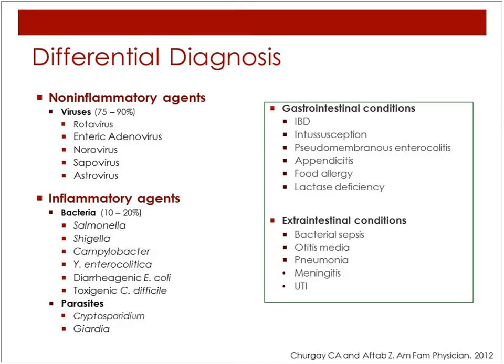So viruses are the most common at about 75 to 90%, as I mentioned, the top pathogens being rotavirus, adenovirus, and norovirus. Bacteria account for 10 to 20% of cases, and these include Salmonella, Shigella, and Campylobacter, et cetera. And then lastly, specific parasites can also be associated with gastroenteritis, such as Cryptosporidium and Giardia.